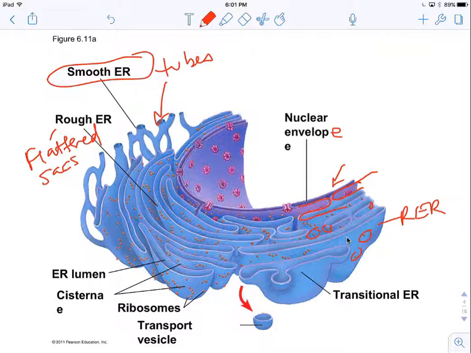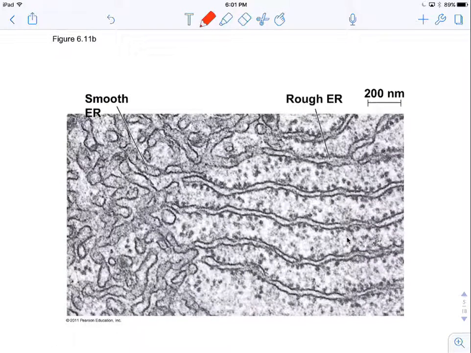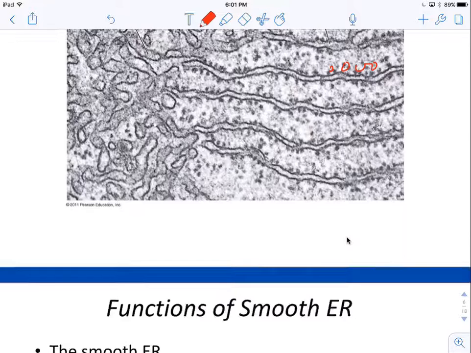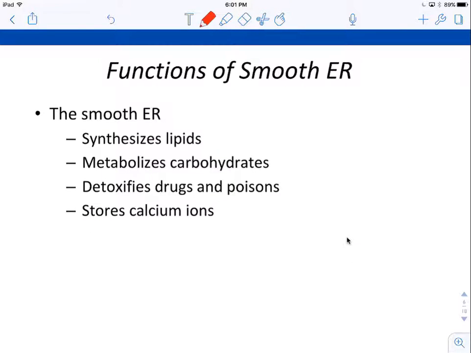So what does the ER do? Oh, there's a live picture. This is actual ER, and you can see rough ER studded with all these ribosomes, and here is the smooth ER. All right, so let's look at the smooth ER first.